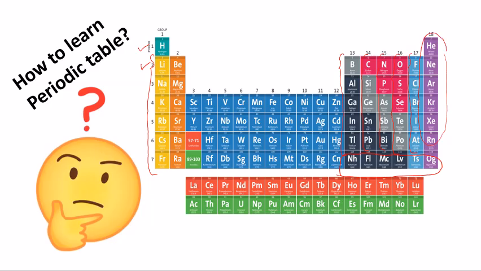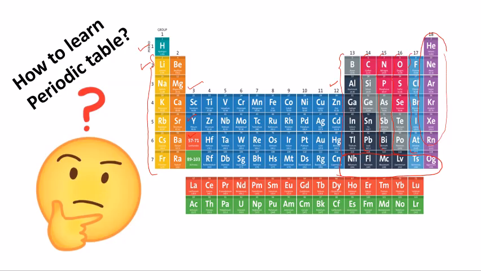And if you consider D block elements, how to remember? We have three periods in D block elements. We have 3D series starting from scandium to zinc, and then we have 4D series starting from yttrium, and we have 5D series starting from lanthanum. So how to go about?